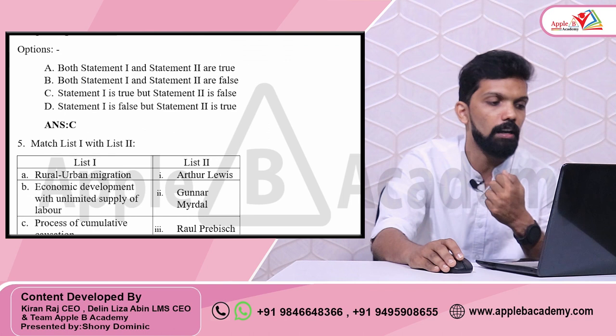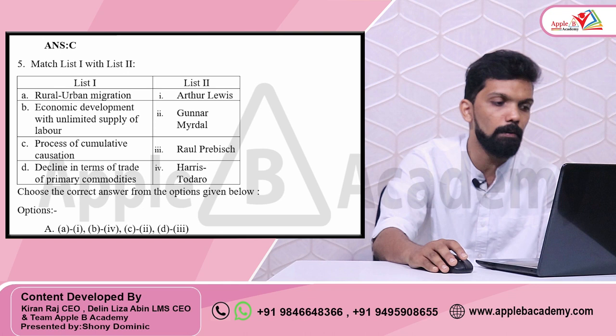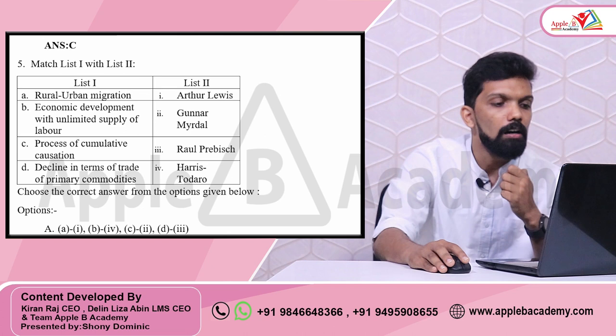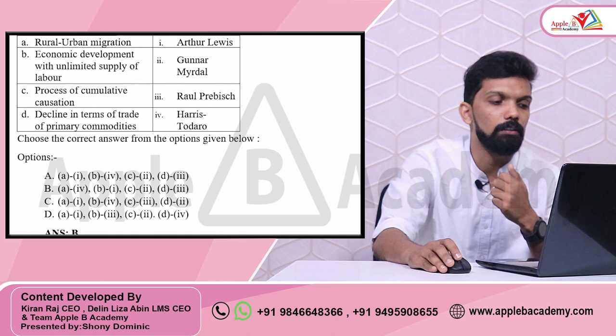Okay, next question is match the following. List 1 is given: rural urban migration, economic development with unlimited supply of labor, process of cumulative causation, decline in terms of trade of primary commodities. List 2 is here: Arthur Lewis, Gunnar Myrdal, Raul Prebisch, Harry Oshima. So we have to match these different concepts with the proponents. Different options are given. The right answer for this question is option B.